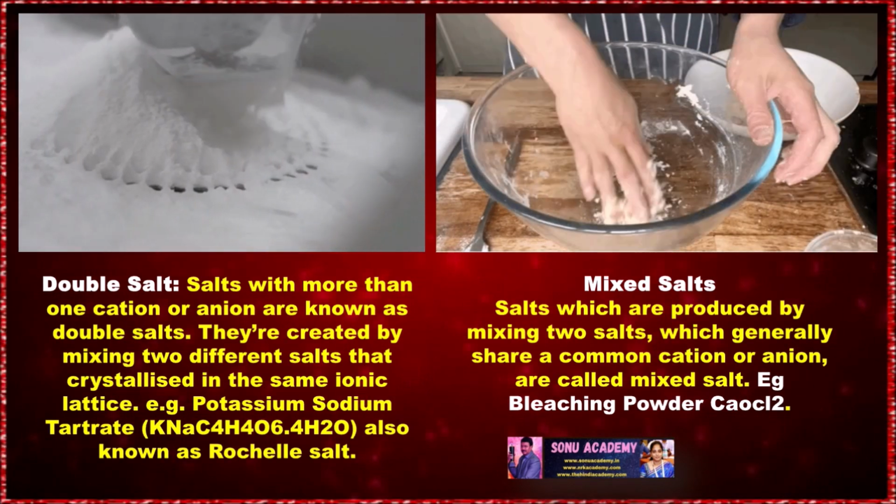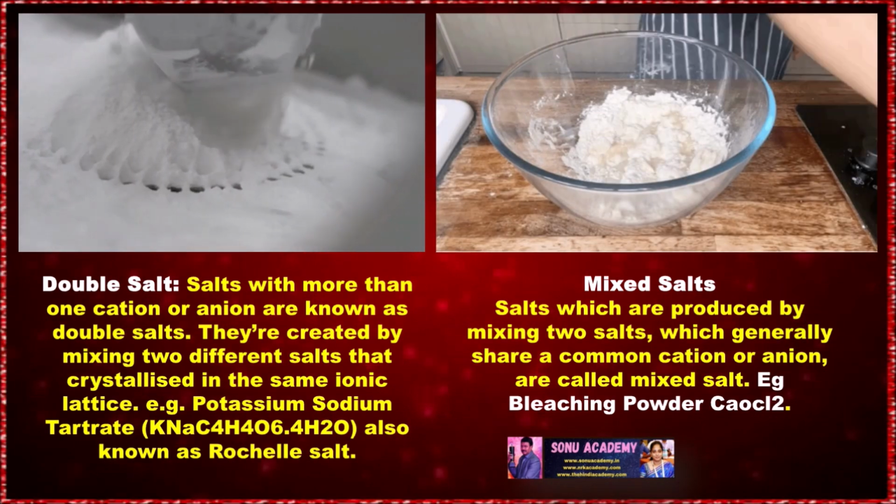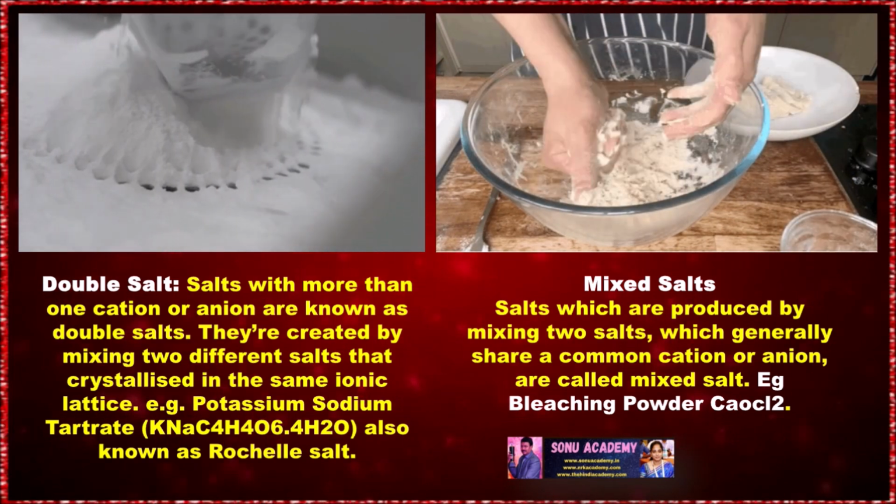Mixed salts. Salts which are produced by mixing two salts which generally share a common cation or anion are mixed salts. Example, bleaching powder.